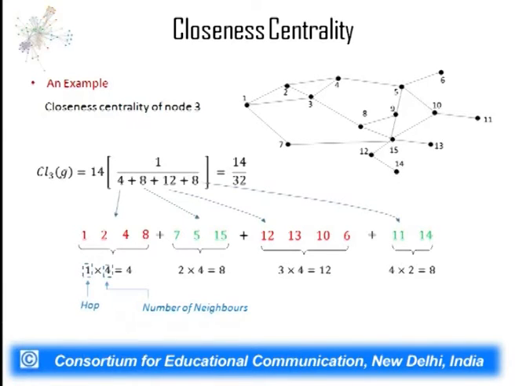Similarly, for 2 hops, how many such neighbors are there? There are 3 members, 7, 5 and 15. You can just check it and verify. So it comes out to 8. Similarly, we go for 3, we go for 4, depending upon the size of the network. In this particular network, all the nodes are covered from node 3 in 4 hops. So we stop at the 4th hop itself, and whatever values we get here, we sum up and we get 14 by 32. This way the closeness centrality is calculated.